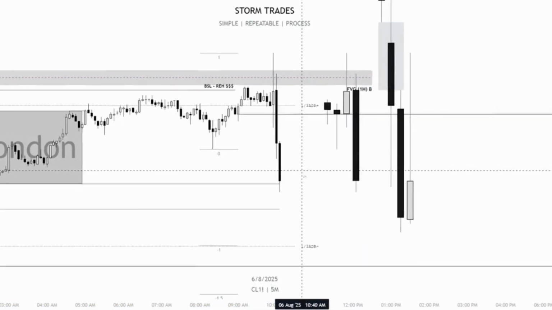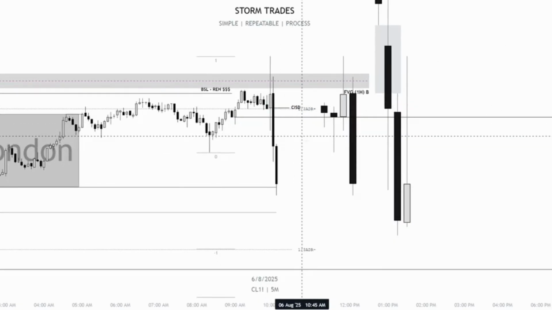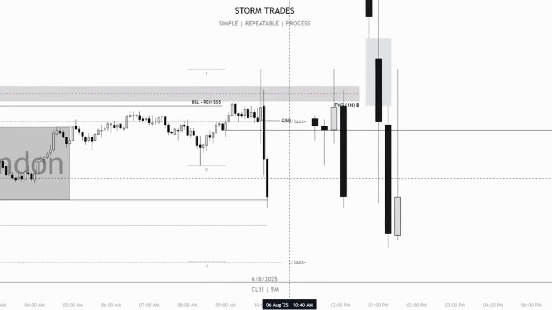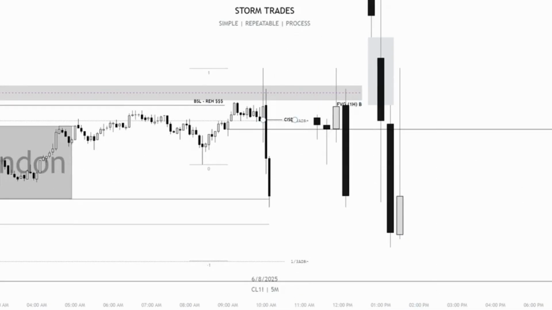We have been displaced very strongly downward. Just want to make note that this is the change in the state of delivery, but we got no sort of opportunity to get on sides there. So whenever we miss the reversal, right, it's fine. We'll just try and catch the continuation.